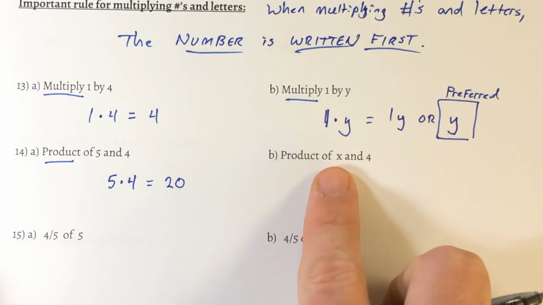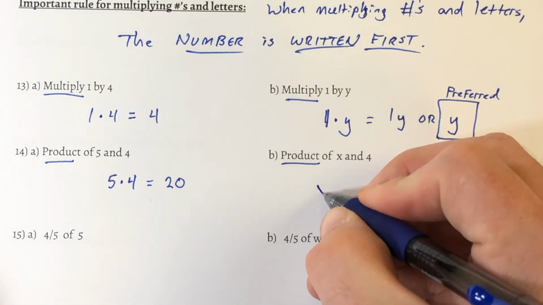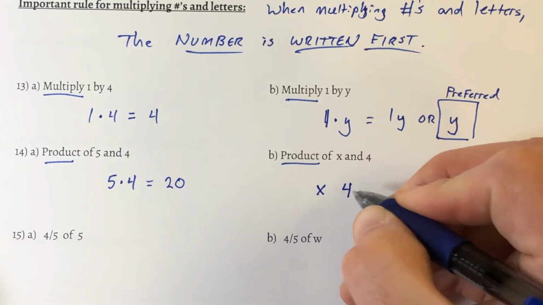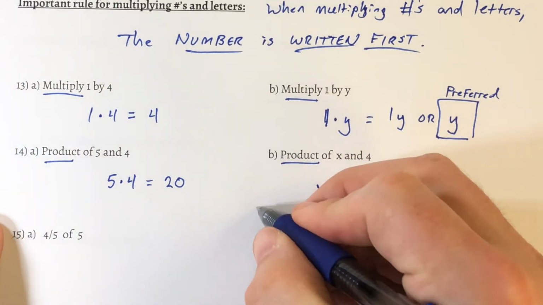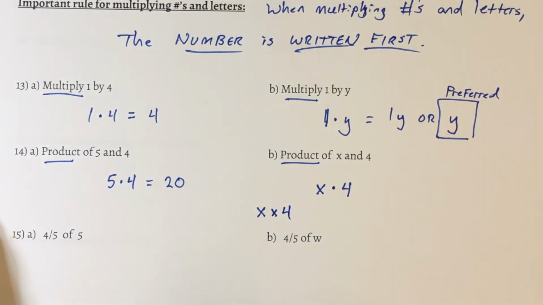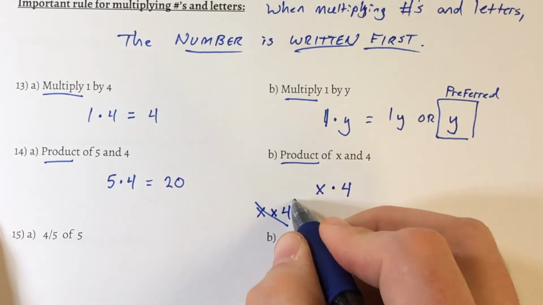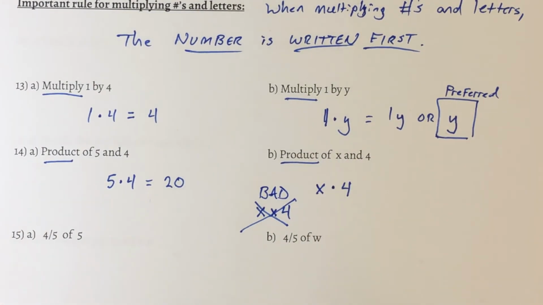Let's try that with this. Product, again, multiply. What are we going to multiply? We're going to multiply x and 4. Notice I'm using the multiplication dot to show that. This is what I'm not going to do. I'm not going to do x times 4 like that. That looks ridiculous. No, bad. Don't do it ever. Do not ever do that.